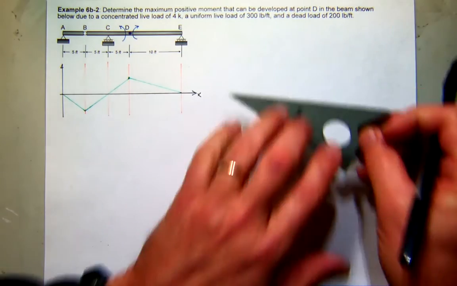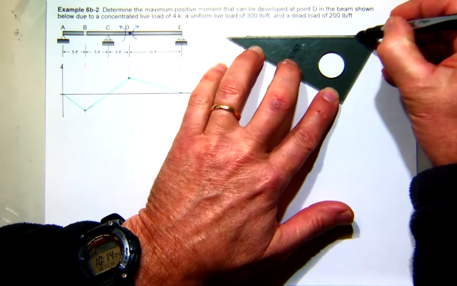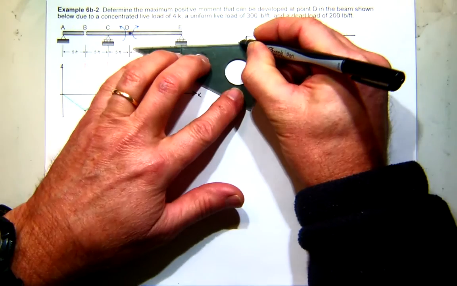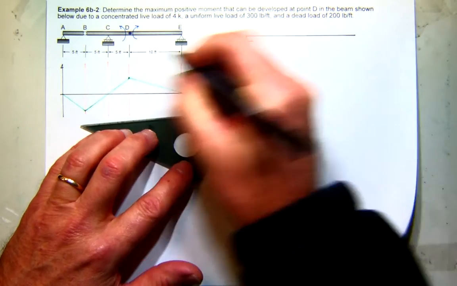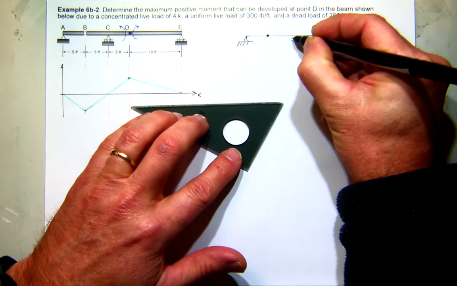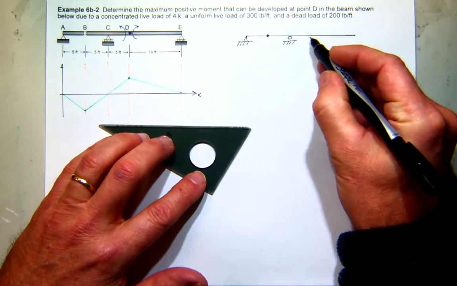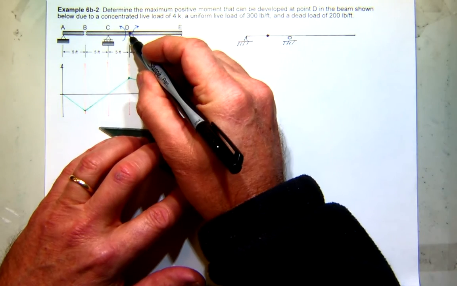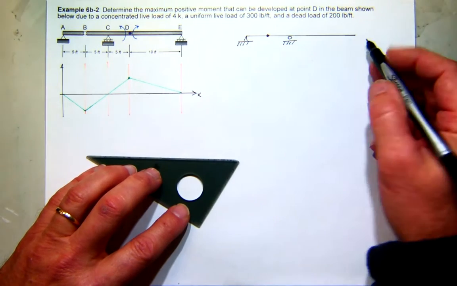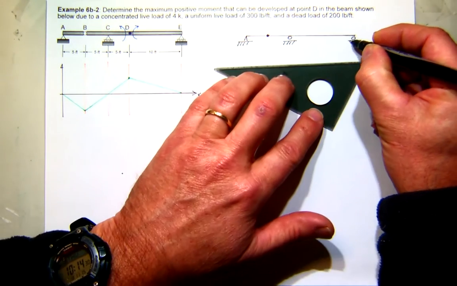So I'm going to redraw my structure, and we'll talk about where that goes. I've got my pin at A, and then I have a hinge at B. I've got a roller at C. Then D. Well, D's not a pin anymore. That was just my Mueller-Breslau virtual connector. So it runs all the way out here to another pin at E.